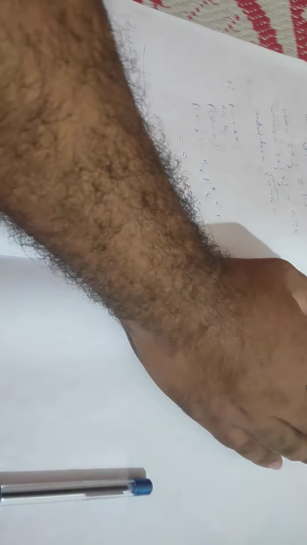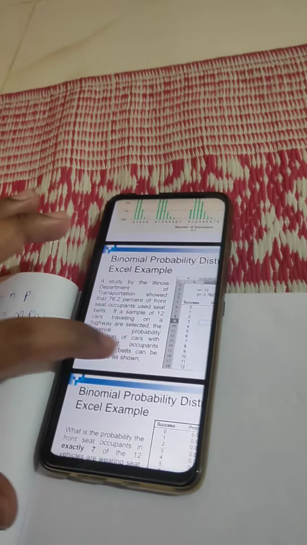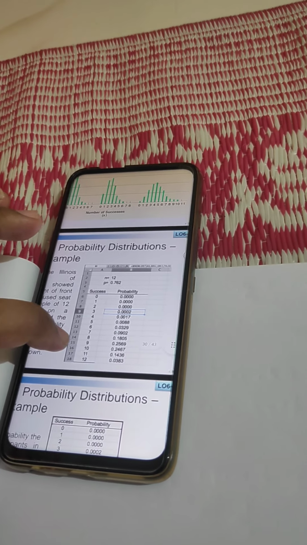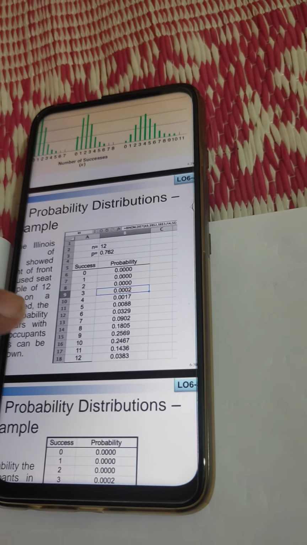Any doubts? You can also use MegaStat, but that is not needed. With a simple calculator, you can find it out actually. If you sum the total probability, it will be one.